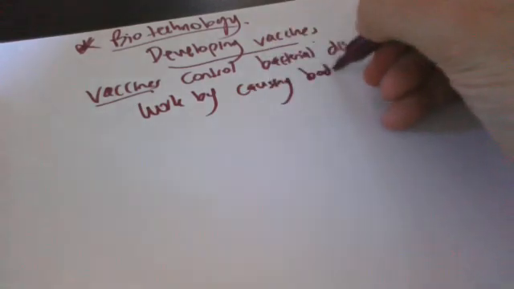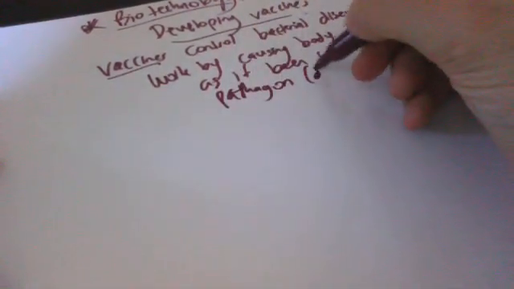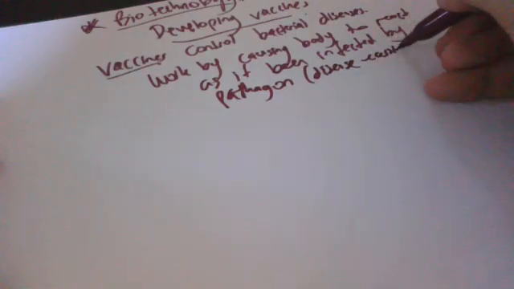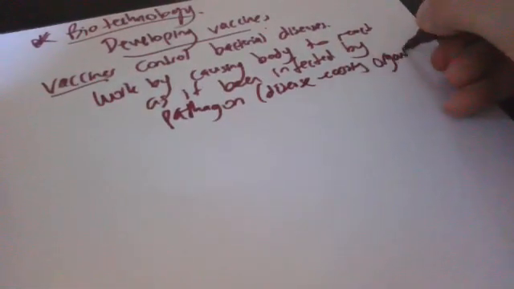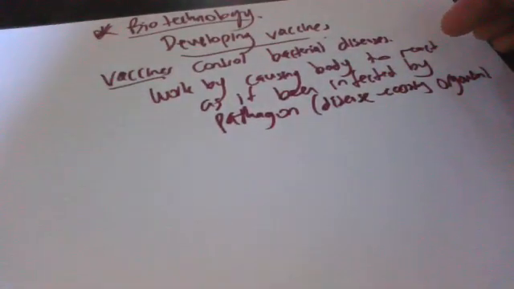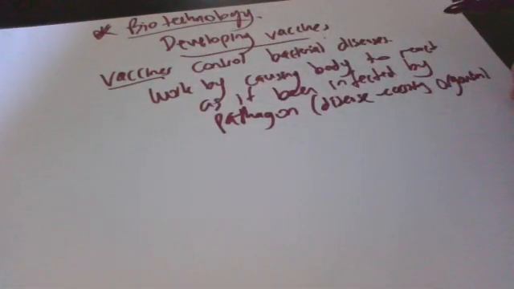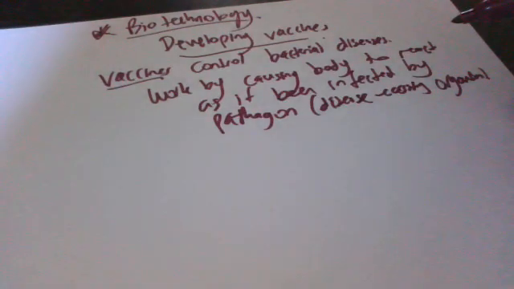So work by causing body to react as if being infected by a pathogen. The pathogen, remember, is a disease-causing organism. Okay, think of the flu vaccine. So I took the flu vaccine last year. It makes a big difference because now when I get the flu, it's not as severe, right? But it's spread over a much longer time period. So instead of getting it for 3 days, I might get it for 6 or 7 days, but it's not as severe. So that's the great thing about vaccines.